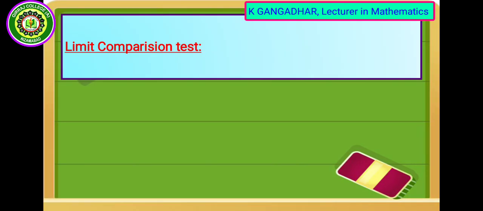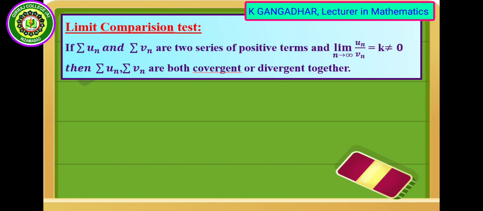So now another test, the limit comparison test. Limit comparison test definition: if sigma un and sigma vn are two series of positive terms and limit n tends to infinity un by vn equal to k, not equal to 0, then sigma un and sigma vn are both convergent or divergent together.